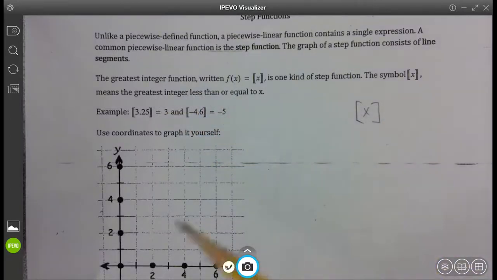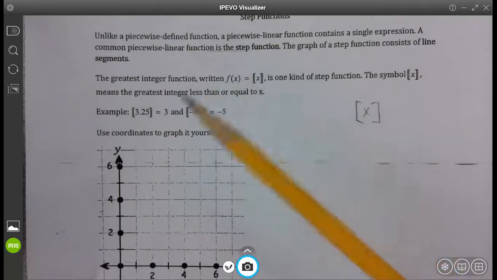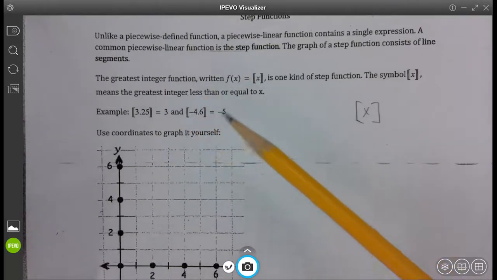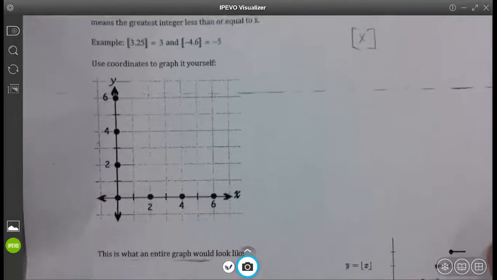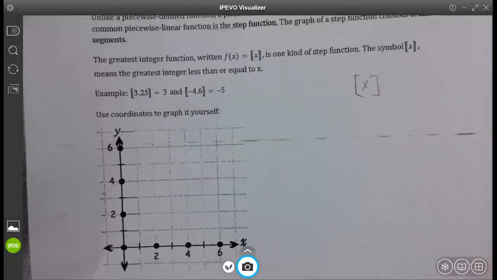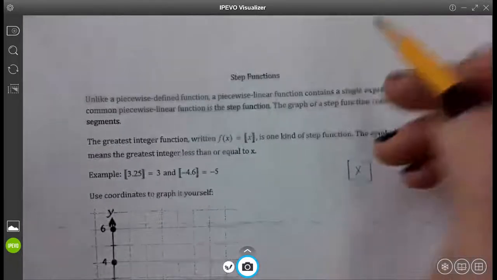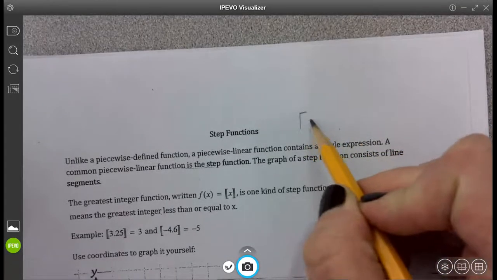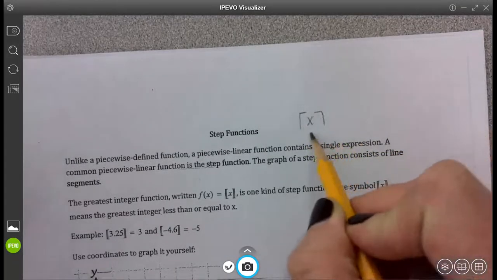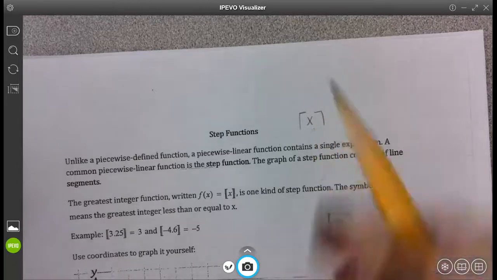It's kind of confusing. So if you have 3.25, it's going to round down. If you have negative 4.6, it's going to round down. Okay? So when you say greatest integer, it's actually going down. Now, the book does not discuss the other type of rounding up, rounding down function, which is this, which means rounding up. We've talked about that in class.